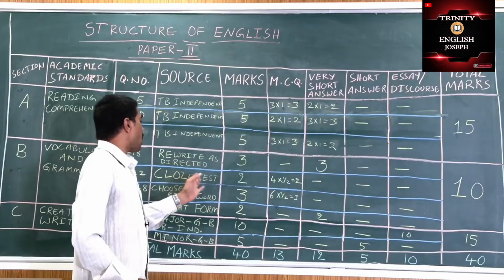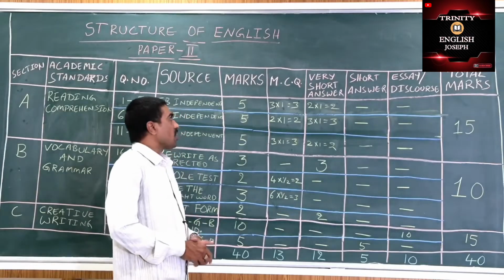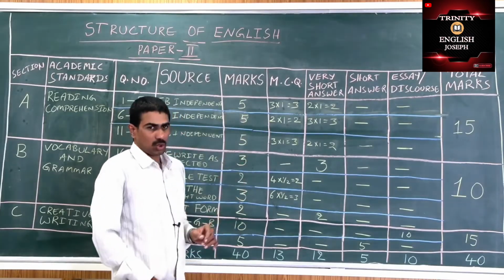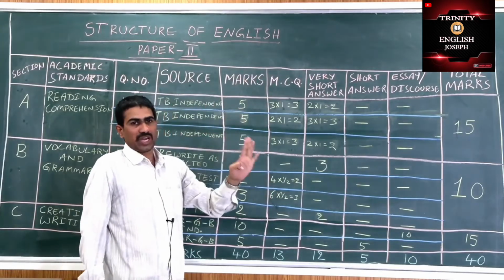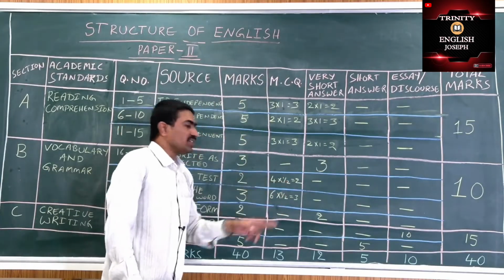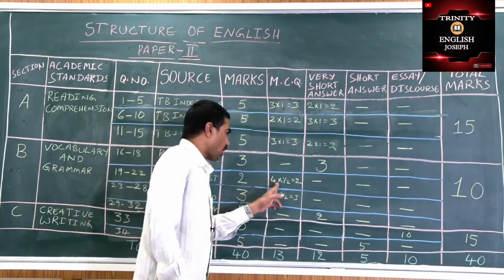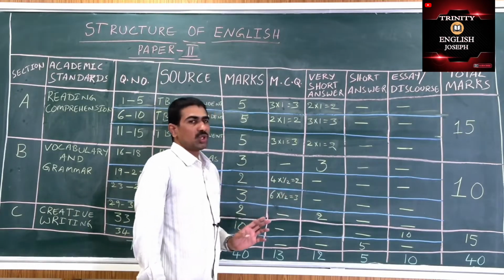So this is what is called a cloze test, and here the marks allotted are 2. In the multiple choice questions, 4 questions are given. Each is allotted half a mark. 4 into half is equal to 2 marks.